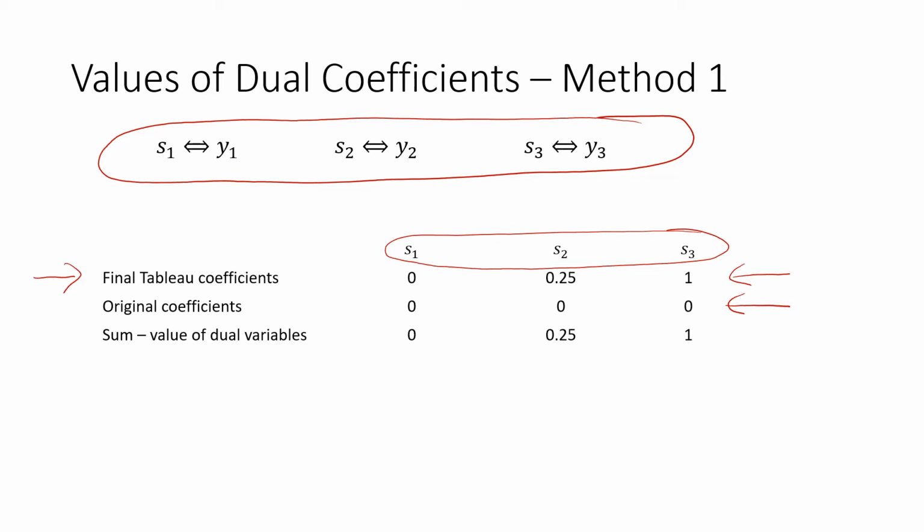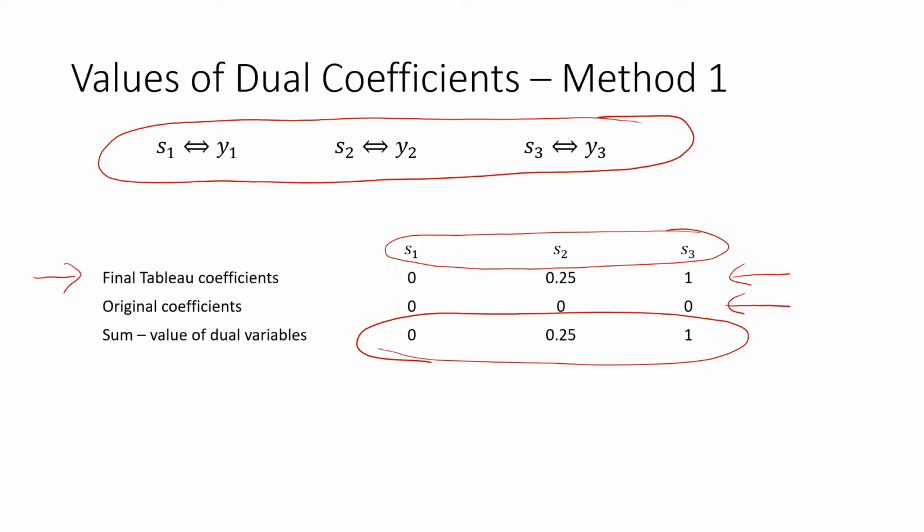Add in the original coefficients. In this case, they are all 0. They won't always be all 0, because you can get a basic variable that is in your original optimum equation. Add them together. That will give you the values of your dual variables.